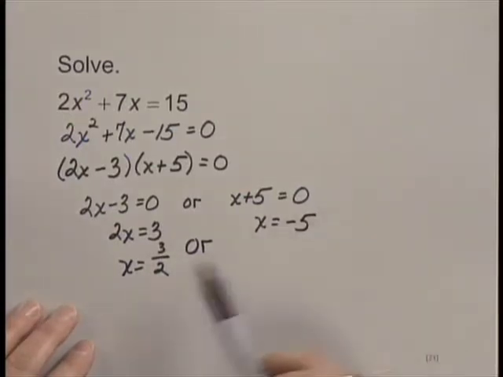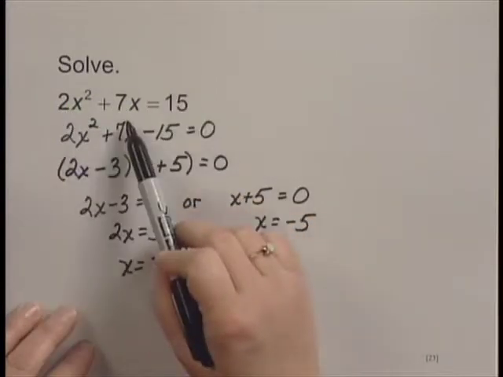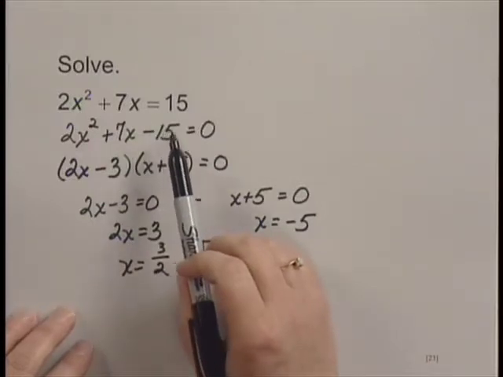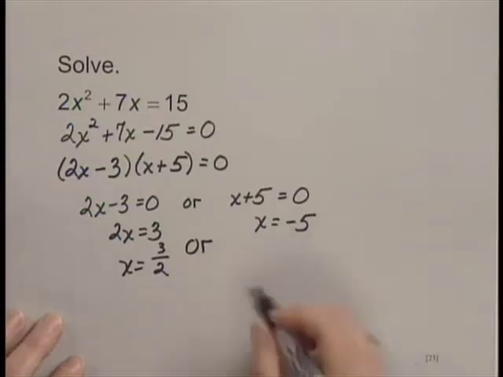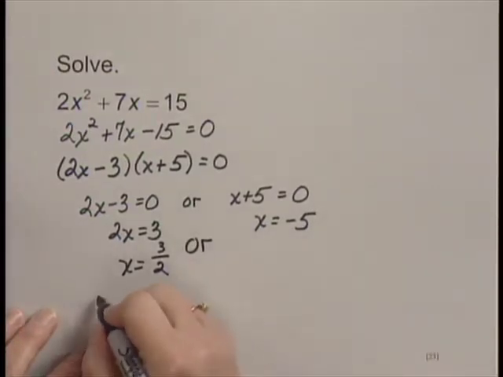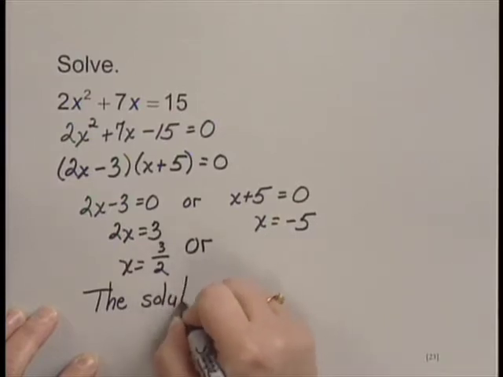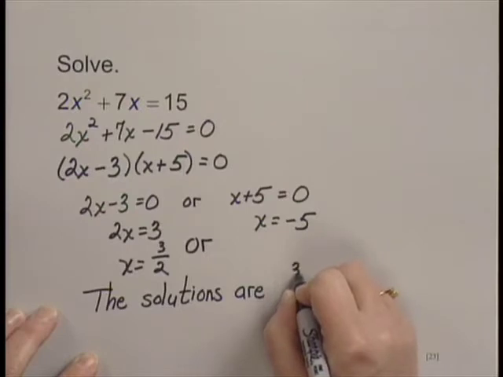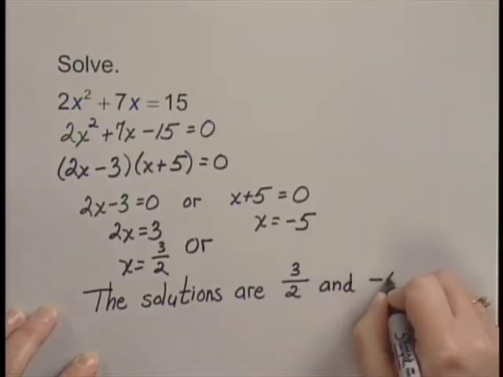To check them, I would substitute 3 halves for x and see if the equation is true. Then I'd substitute negative 5 for x and see if the equation is true. Since both numbers make that equation true, there are two solutions, and I would state that clearly. The solutions are 3 halves and negative 5.